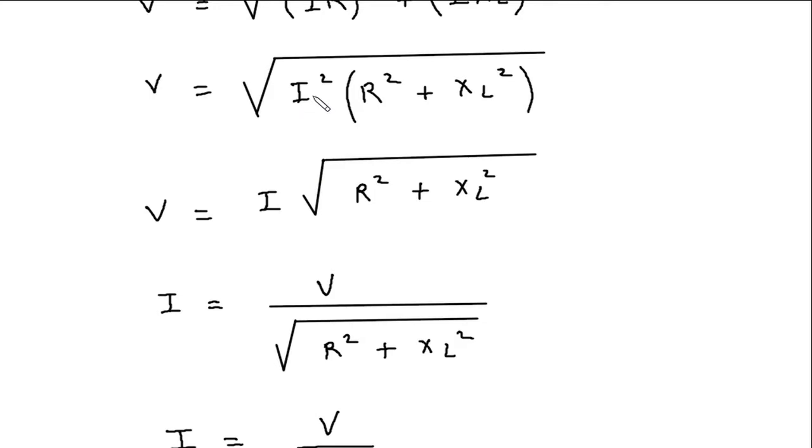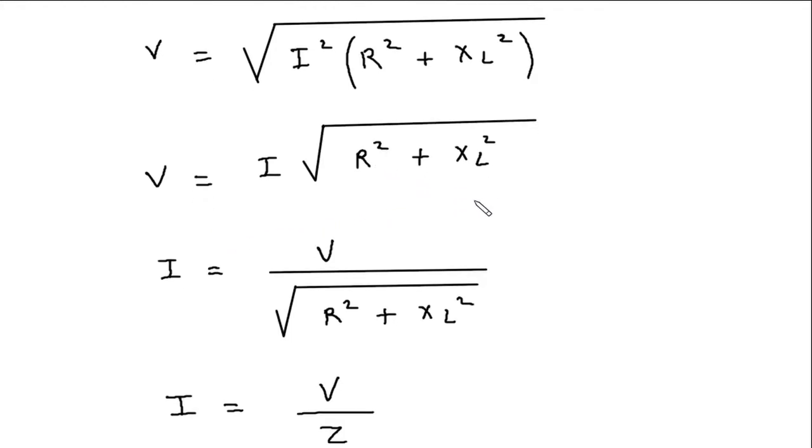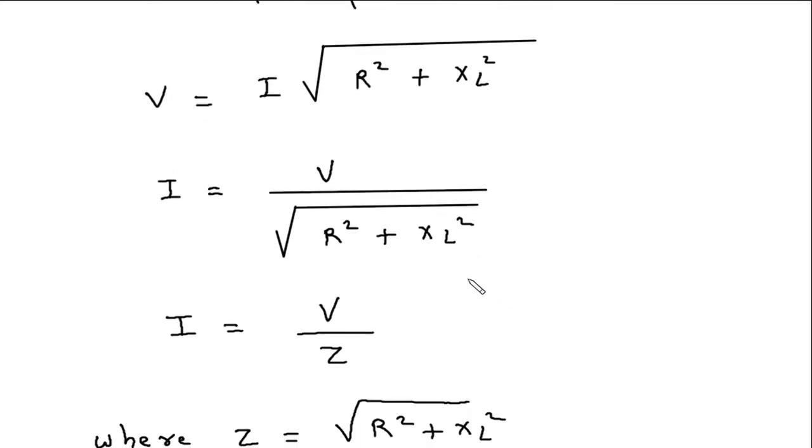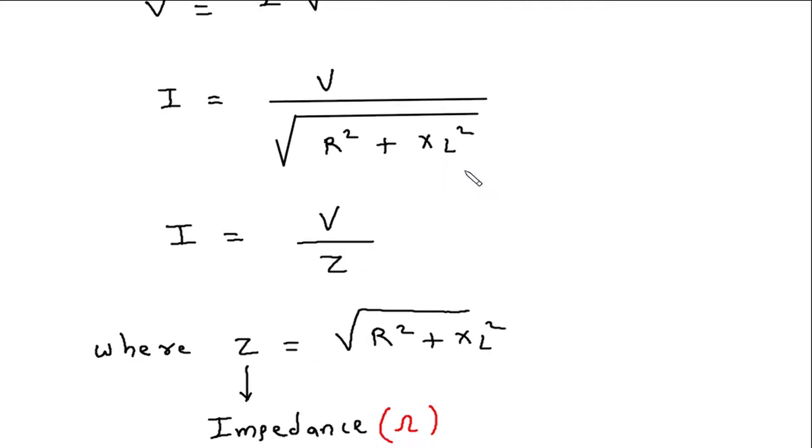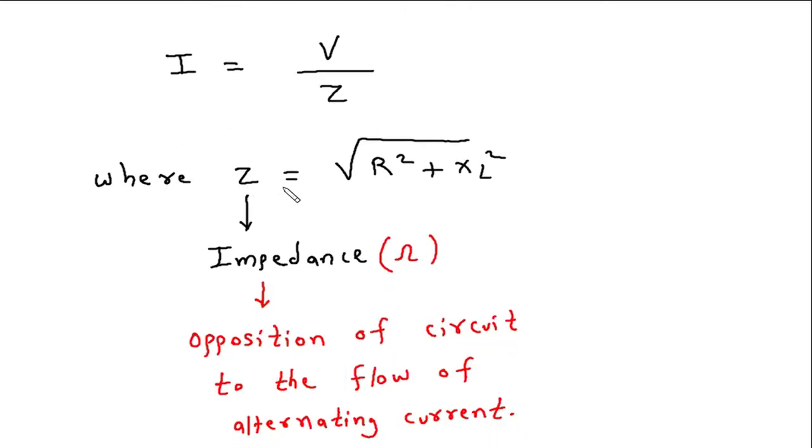if we take this I square out of the under root, it will be I. So V is equal to I into under root of R square plus XL square. Now from this, I is equal to V by under root of R square plus XL square. So I is equal to V by Z, where Z is equal to under root of R square plus XL square. This Z is the impedance.